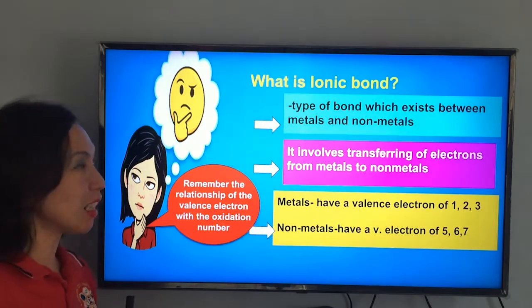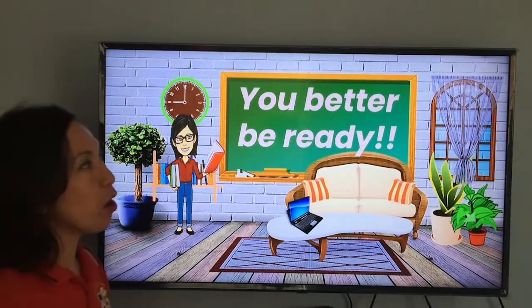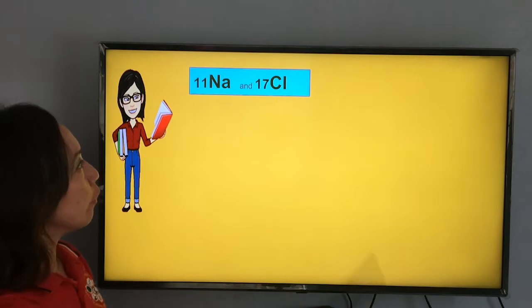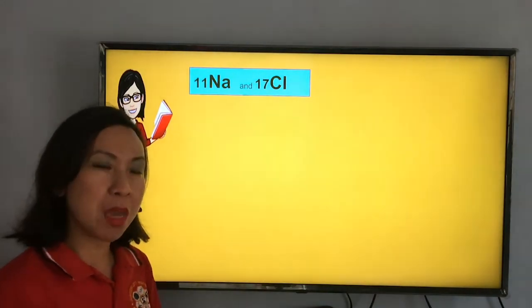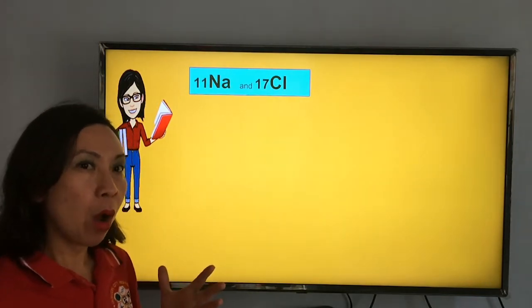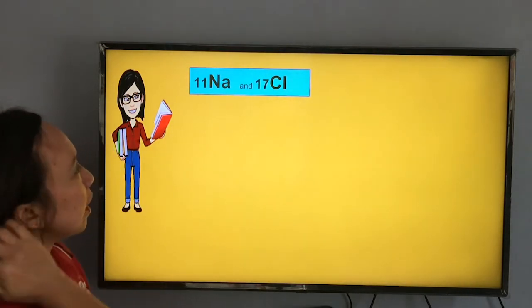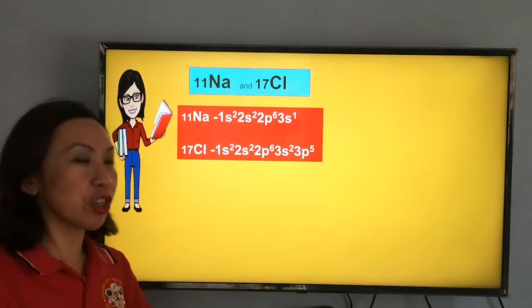Nandun yan kanina sa recall natin. Okay, so I think you are ready for today's discussion. So let's start. Let us have sodium and chlorine. Let's try to determine or to show how sodium bonds with a chlorine atom. Okay, let's start by getting their electron configuration.